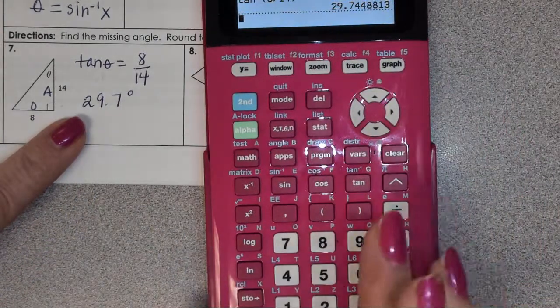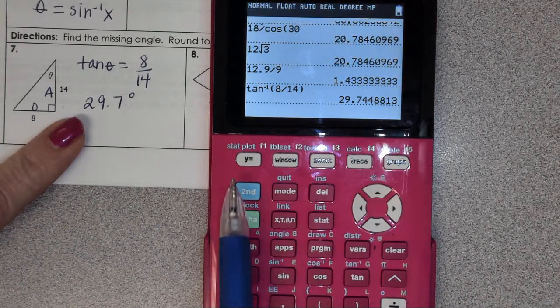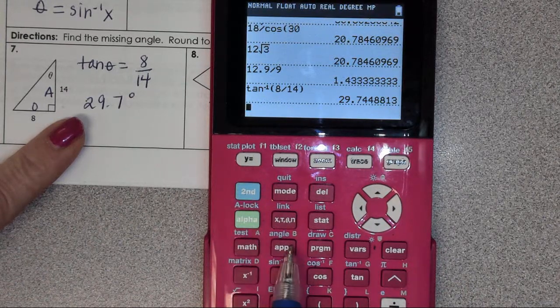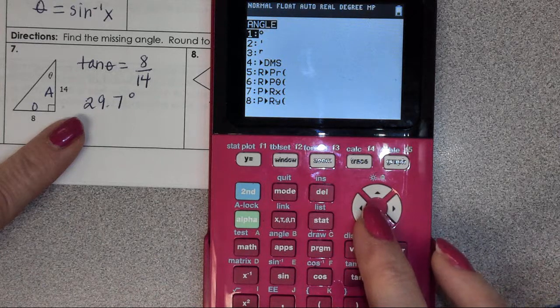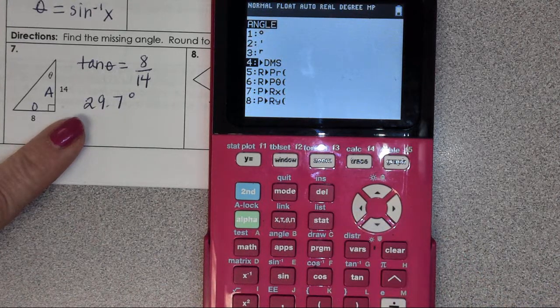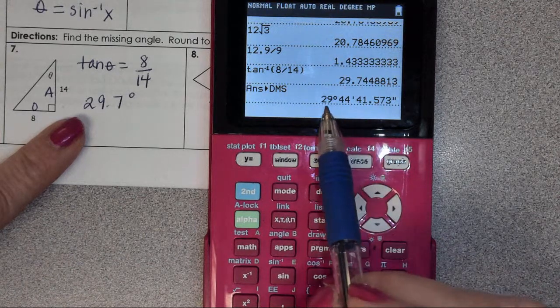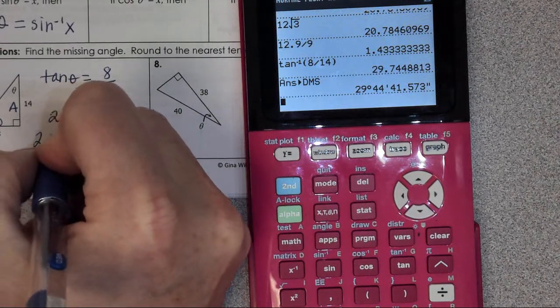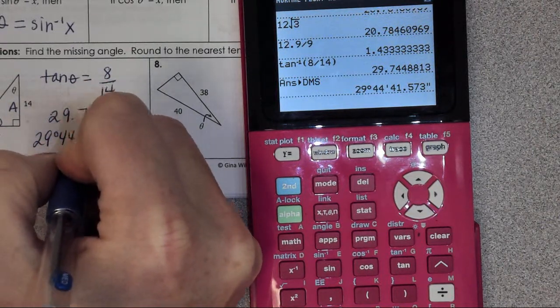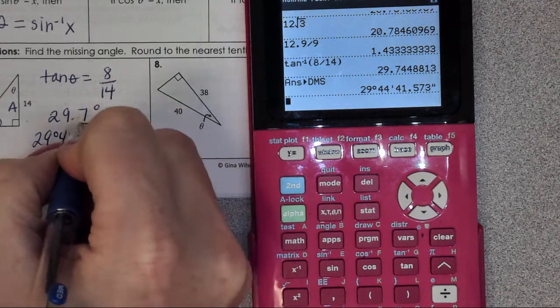I want to show you where that key is located. It's located under angle. Do you see angle on your calculator in the third row, second column? You're going to have to hit second to get to it. And then there's this key DMS. That's degrees, minutes, seconds. Go ahead and push that, and then push enter. So now it's telling me what another name is for this angle: 29 degrees, 44 minutes, and 42 seconds to the nearest second.